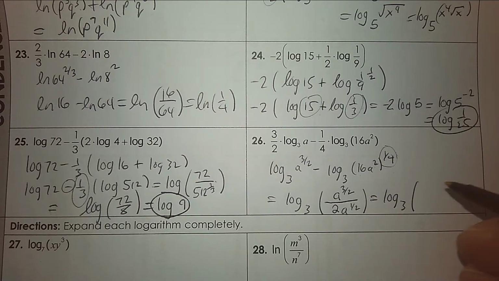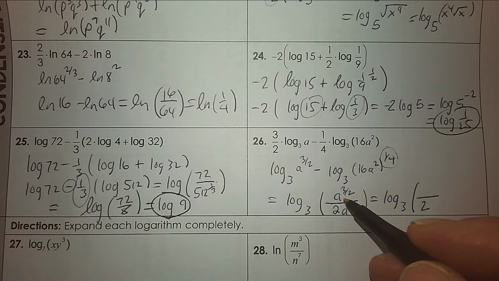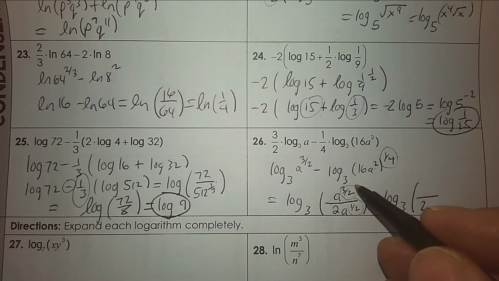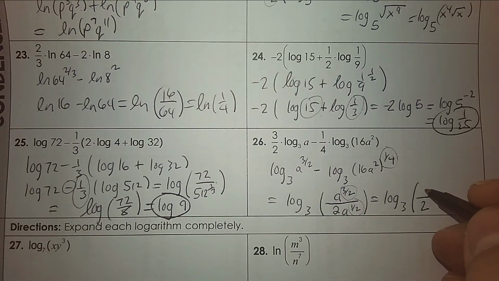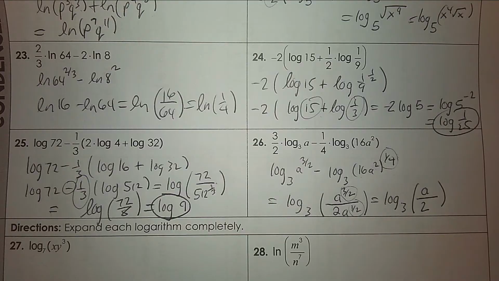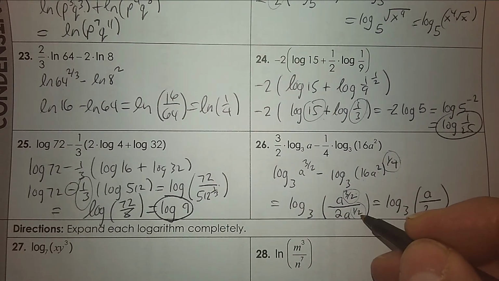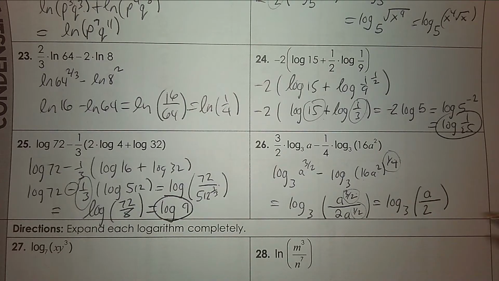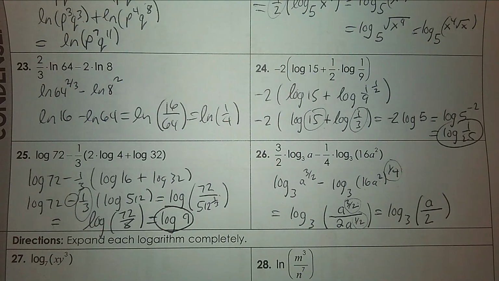Then simplify that. So the bases are the same and you're dividing, so you subtract the exponents. So 3 over 2, subtract 1 over 2, is just 1. And it leaves me with a to the 1, but I don't need the 1 there.